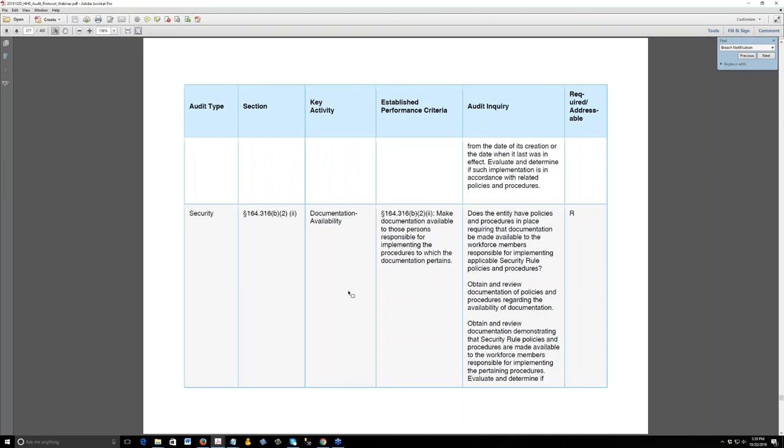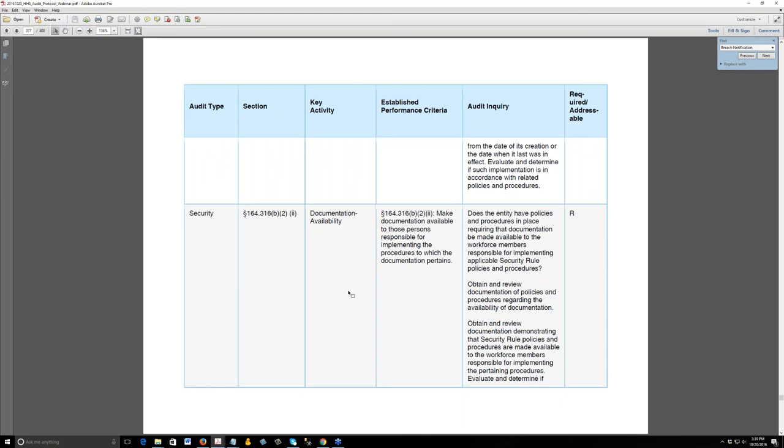You know what? The security rule, when it gets to the technical safeguards, is almost like they're asking you to do the same thing they ask you to do in the administrative safeguards. So if you're confused about why they did this, it's just the way it is.